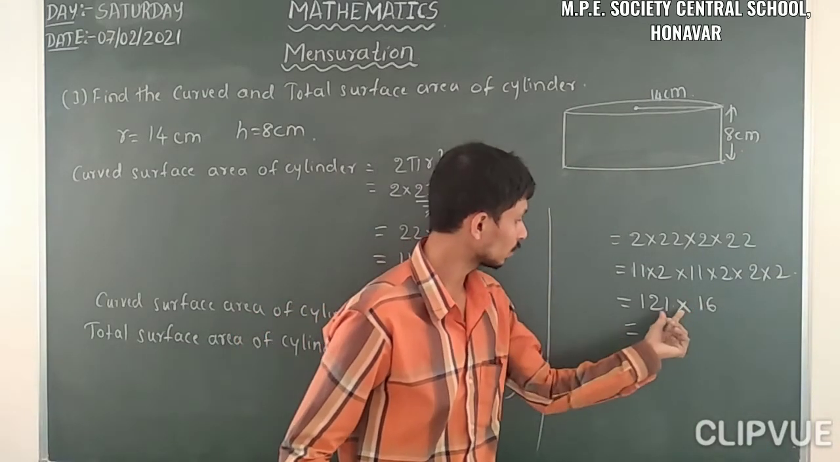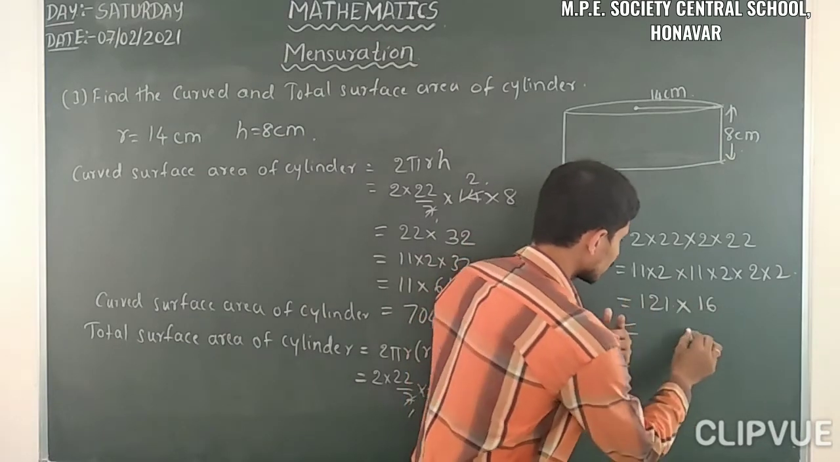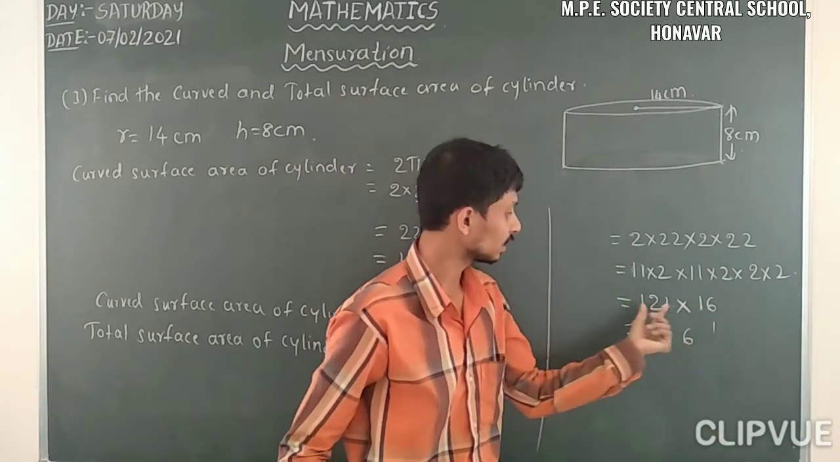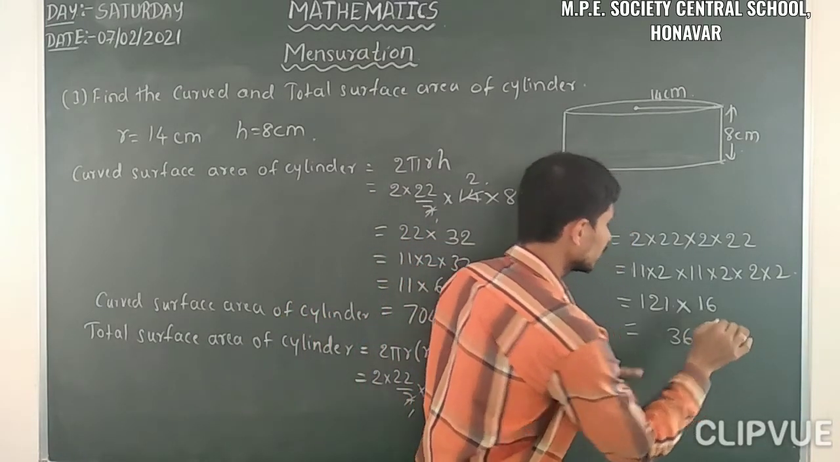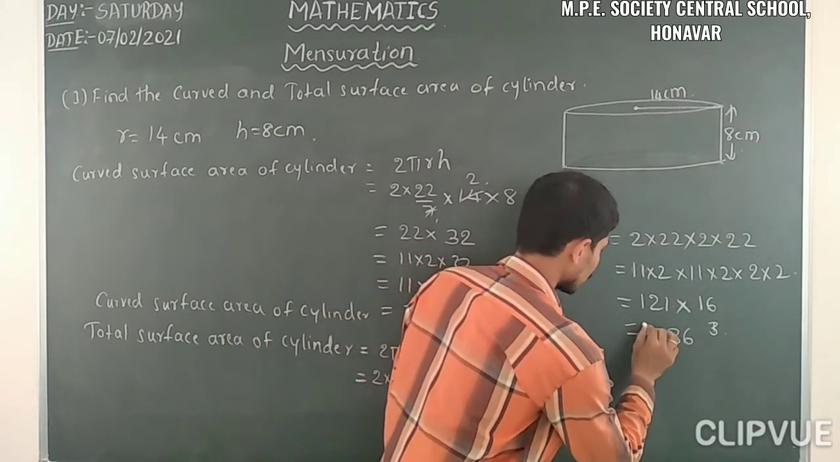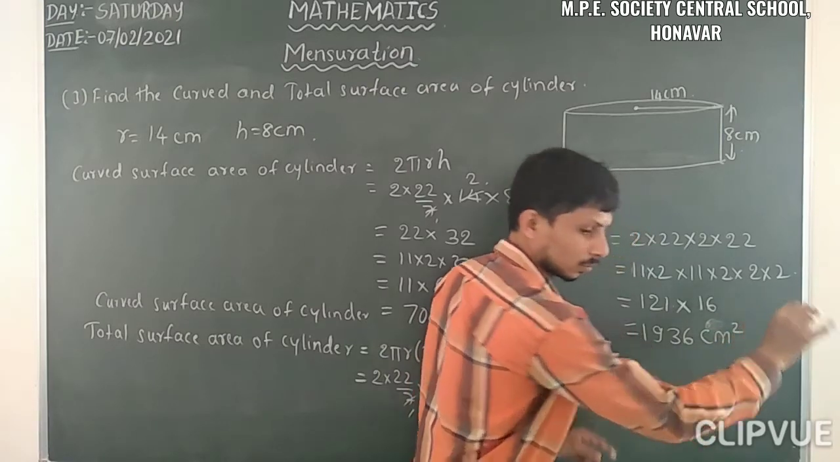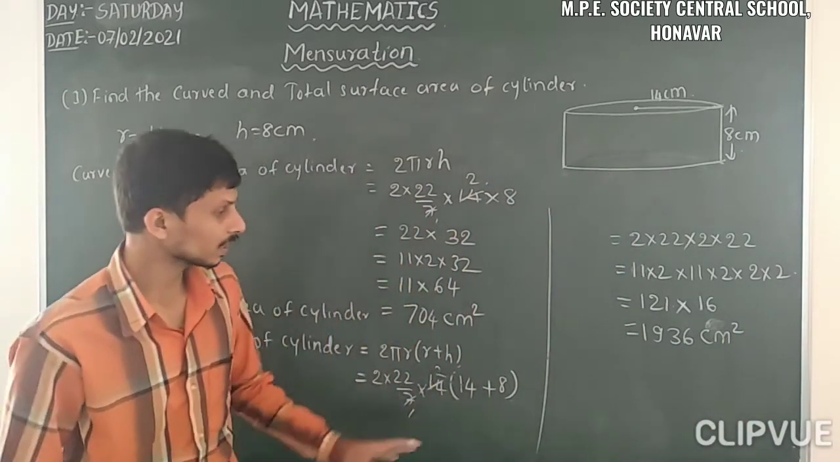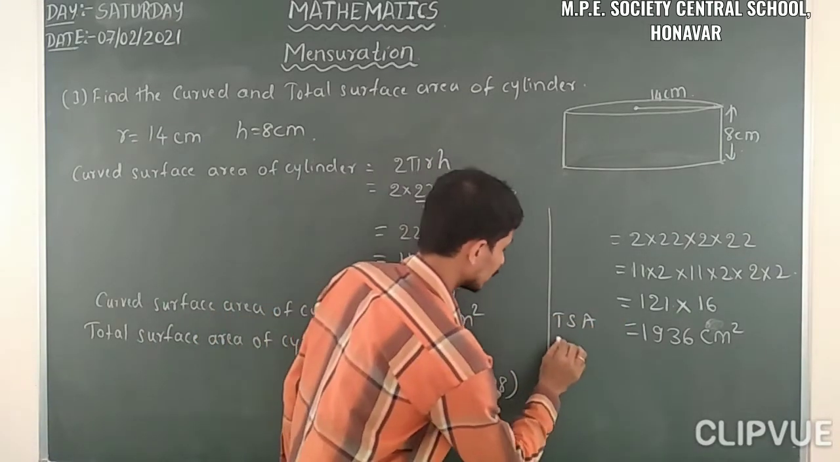Just observe, 16 into 1, 16. 16 into 2, 32 plus 1, 33, 3 remains, and 16 plus 3, 19. It is centimeter square. So just observe, we can easily find out these things without any rough work. TSA of cylinder.